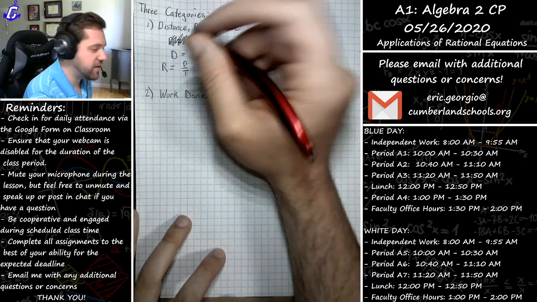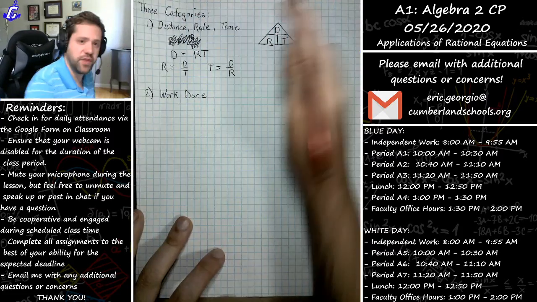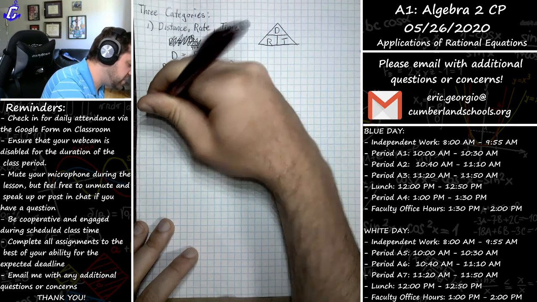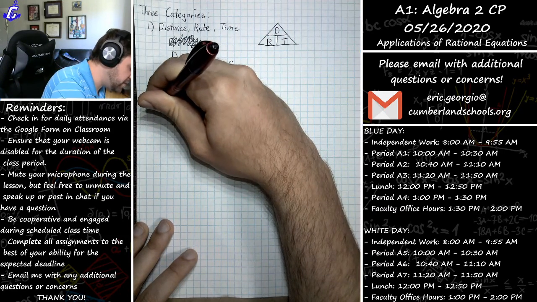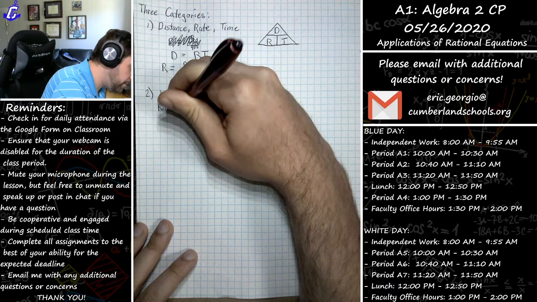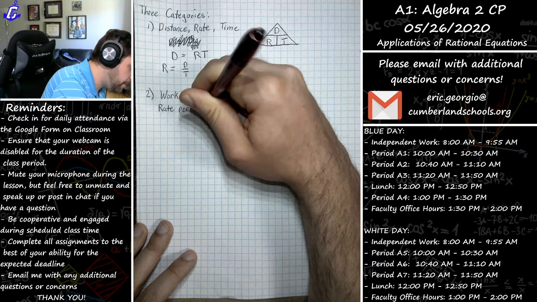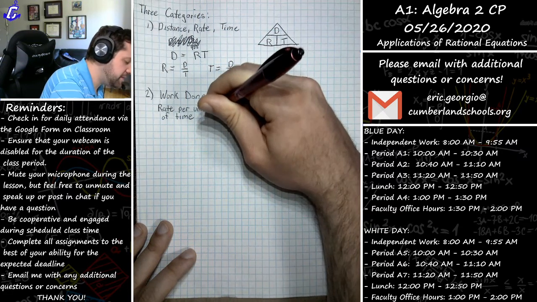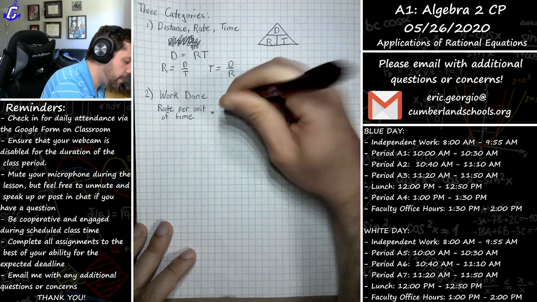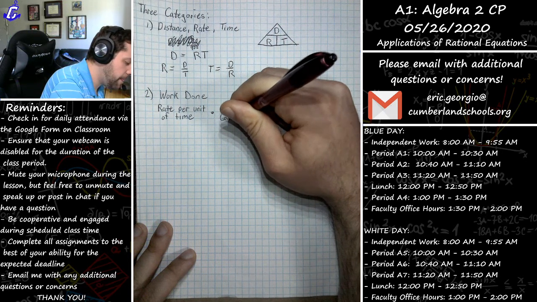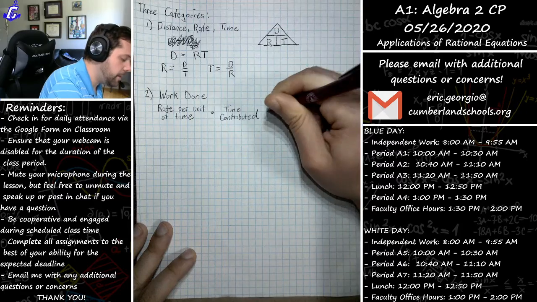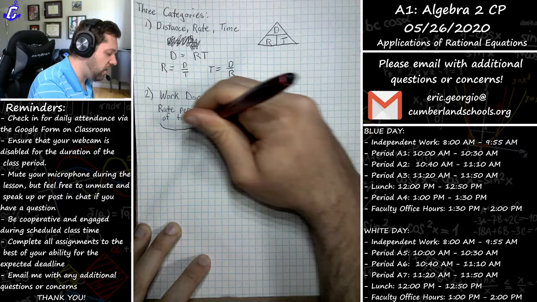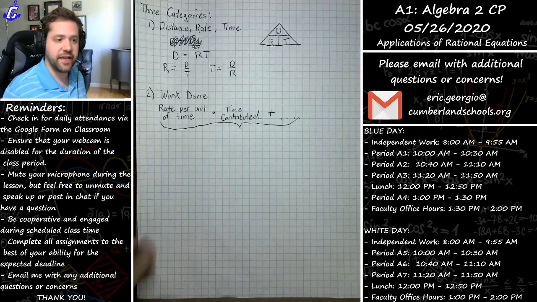And the formula for these types of problems is that you would say this is somebody's rate per unit of time times their time contributed, plus. And then you do that for each one of the things that are working on the particular task.